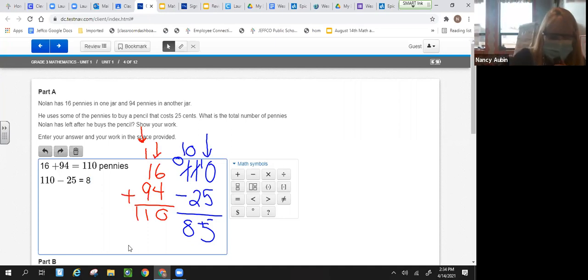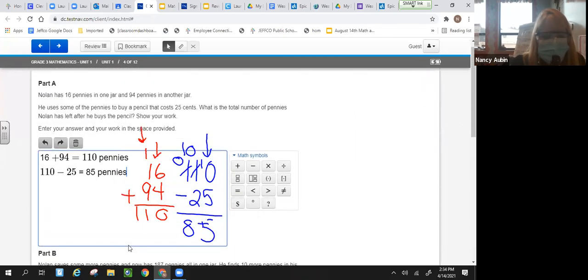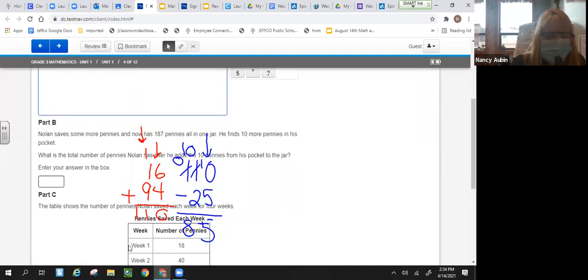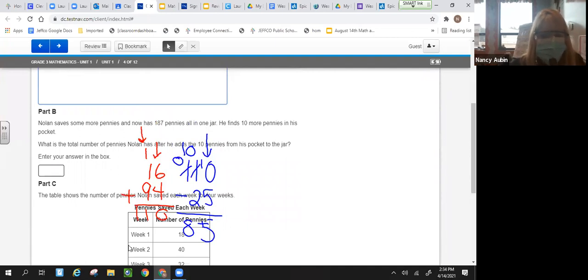So I'm going to write 85 pennies. Get that unit in there. So now, did I enter my answer and my work? Yep, I sure did. But I'm not done. Nolan saved some more pennies and now has 187 pennies all in one jar. Okay, so now he has 187 pennies. He finds 10 more pennies in his pocket. What is the total number of pennies Nolan has after he adds the 10 pennies from his pocket to the jar? So he has 187, and then he finds 10 more.